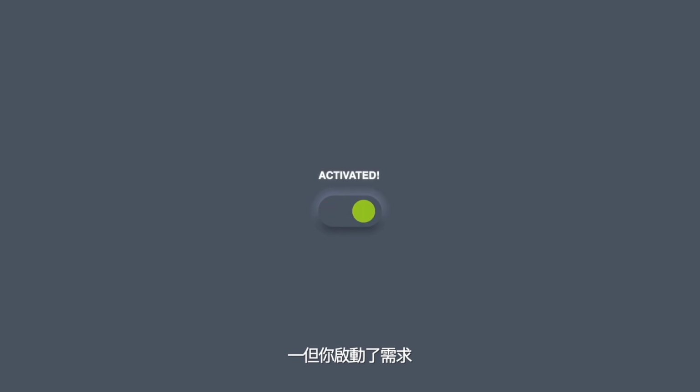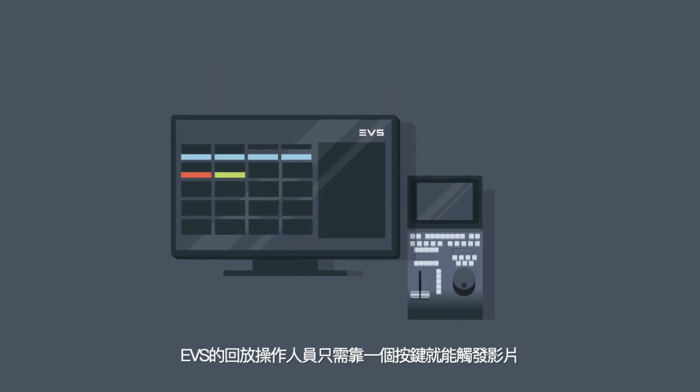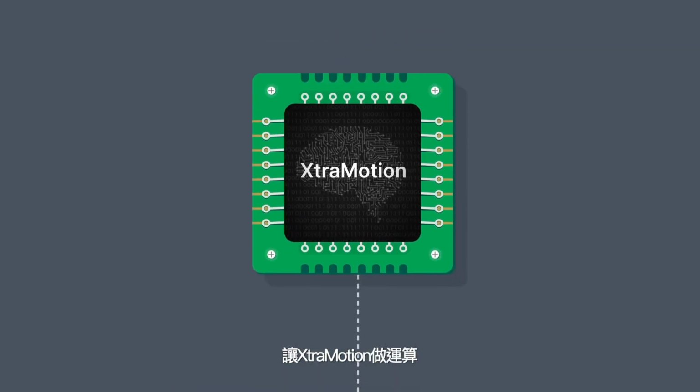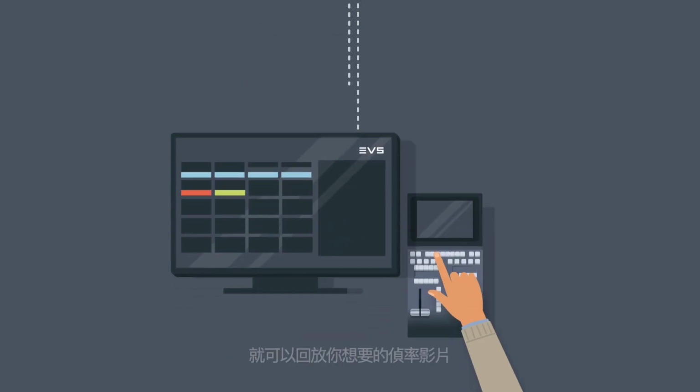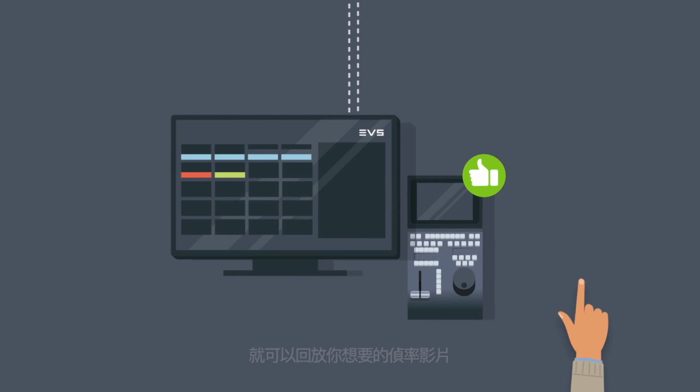Once activated on demand, EVS replay operators can trigger clips to be rendered by XtraMotion with a simple touch of a button and play them back with the desired frame rate seconds after.